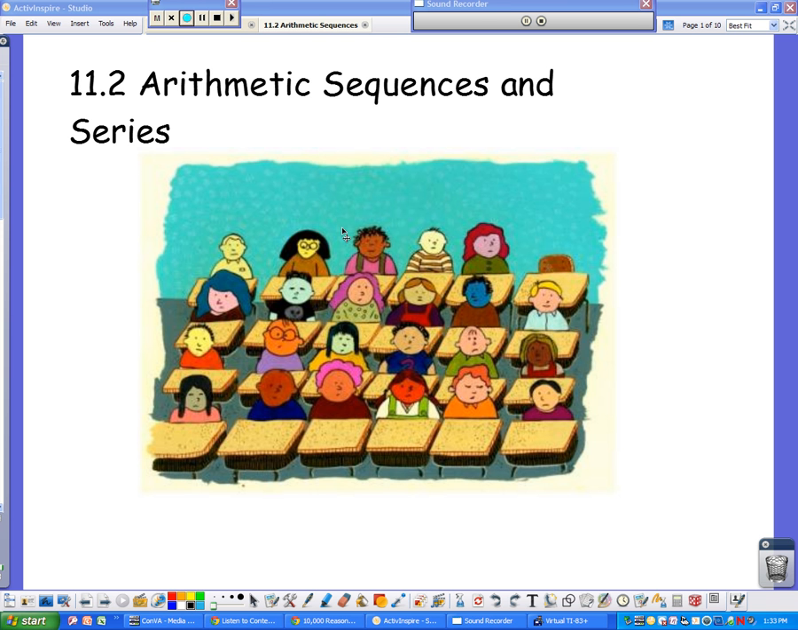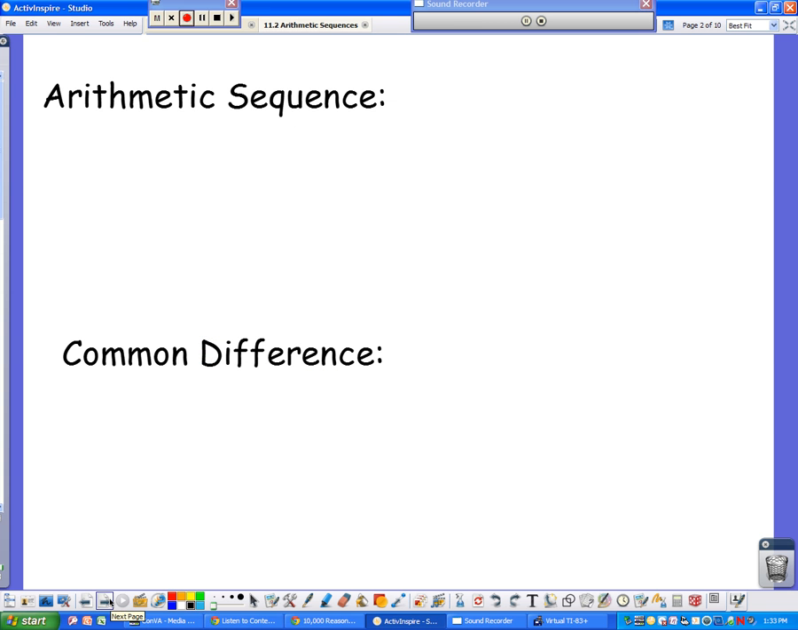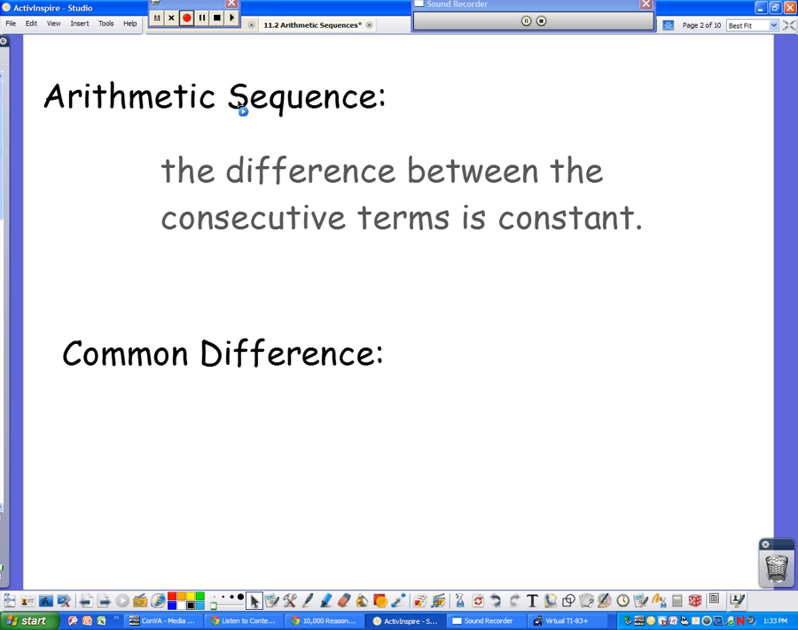Today you're going to learn what an arithmetic sequence is. In an arithmetic sequence, the pattern will always be exactly the same. What makes it arithmetic is that the difference between two consecutive terms is constant. In other words, it has a common difference. It could be positive, it could be negative.